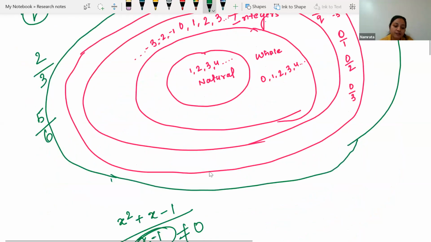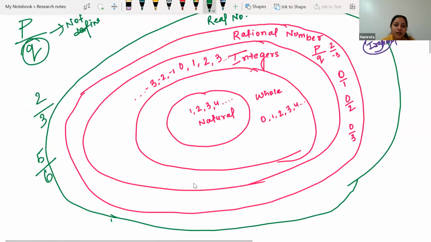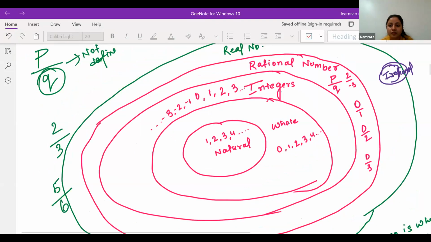Now, state true or false. Every natural number is a whole number. Is it so? Every natural number is a whole number. Is it true or false? It is true. All the natural numbers come inside whole numbers. The statement is: every natural number is a whole number. Zero is also included in whole numbers. Yes, zero is also included in whole number.